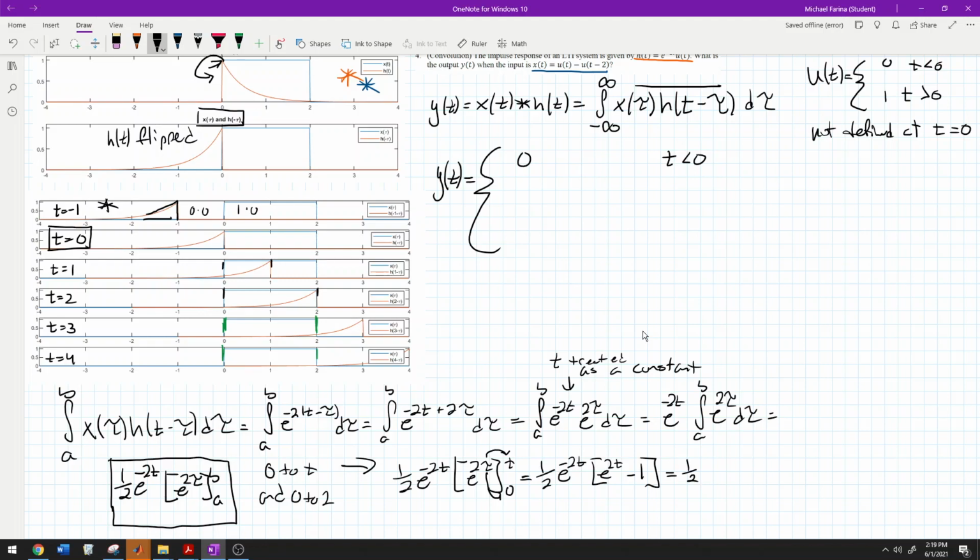And then our result is going to be 1 over 2. We can multiply this in right here, and what we get is e to the power negative 2t plus 2t, which is equal to e to the 0. So that becomes 1 minus e to the negative 2t when we multiply this over to here. So we get 1 over 2 times 1 minus e to the negative 2t, and that's for 0 less than t, which is less than 2.